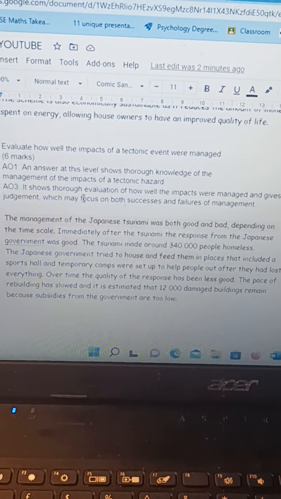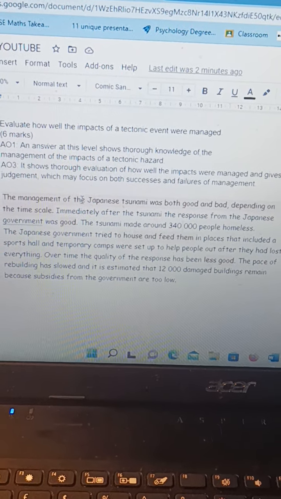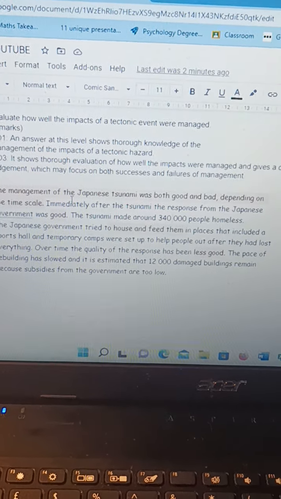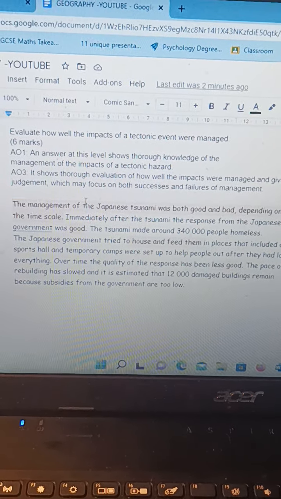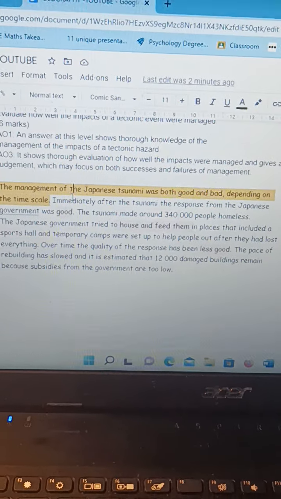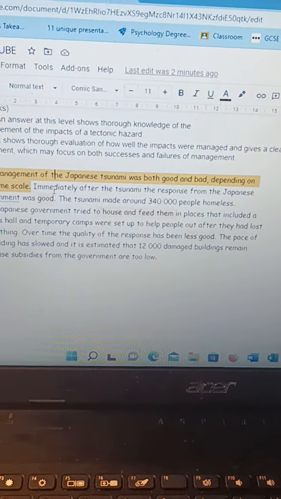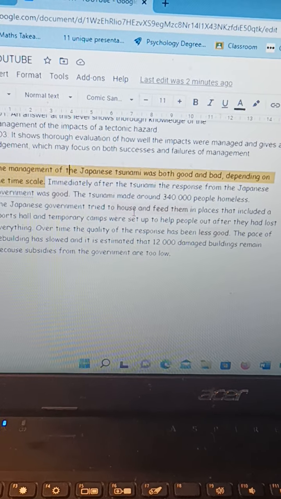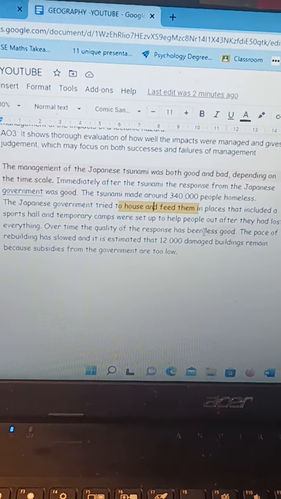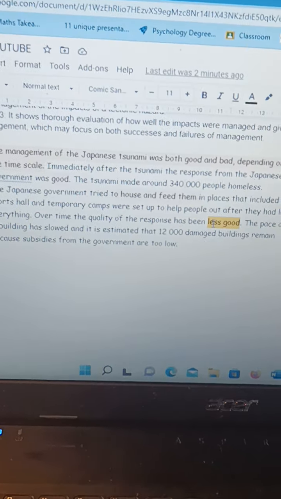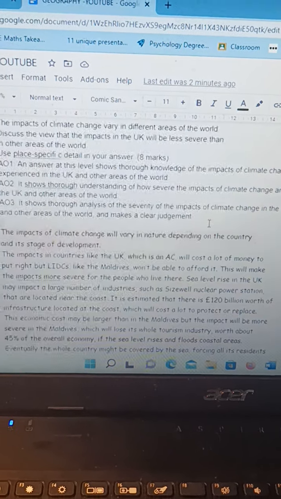Evaluate how well the impacts of a tectonic event were managed. 6 marks. AO1, a knowledge of that hazard. AO3, yeah. So that's the good statement. So that's the point, and it links back to the question already. And that's like explaining the successful strategy, and that's like the other, yeah.